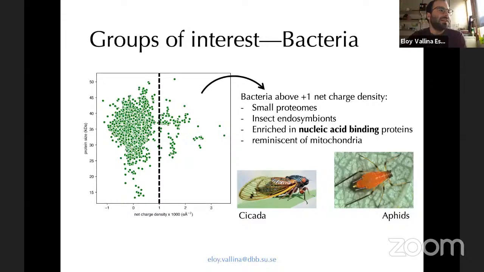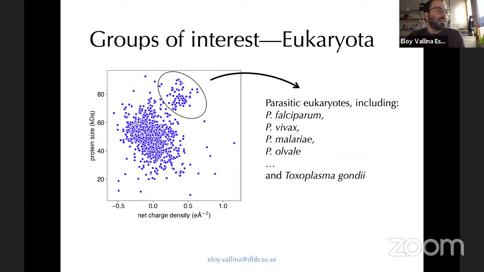And then finally, for eukaryota, this is the group of interest that we could find. Maybe it's not very clearly seen here, but there's a small cluster of observations around these coordinates. The borders don't matter too much, or I don't believe they matter too much. But within this particular bubble, what we find is exclusively parasitic eukaryotes, and in particular the ones that are responsible for causing deadly diseases like malaria, for example. And many of the species related to different types of malaria are found in this cluster.